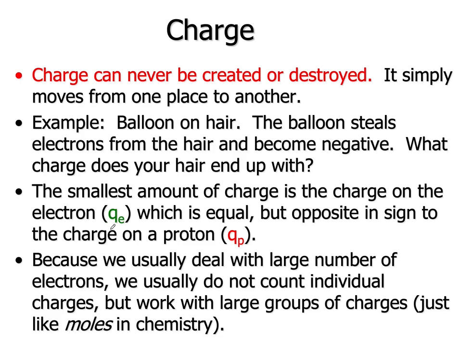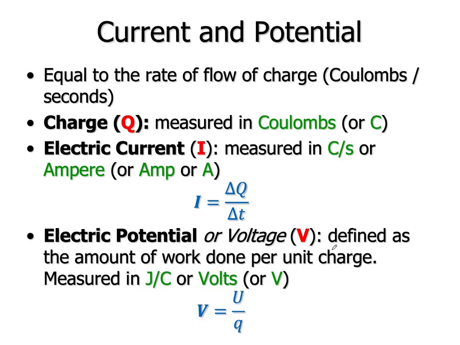The amount of charge on the electron is equal and opposite to the sign of the charge on the proton. But because we usually deal with large groups of these, we don't work with individual charges. We work with groups of them called a coulomb. Just like moles in chemistry, a coulomb is a convenient unit of charge. And now some definitions. First of all, charge, represented with the variable Q, and it's represented in coulombs, which is abbreviated with capital C.